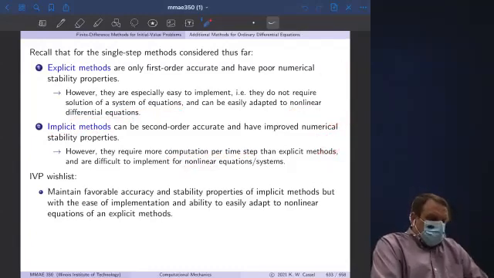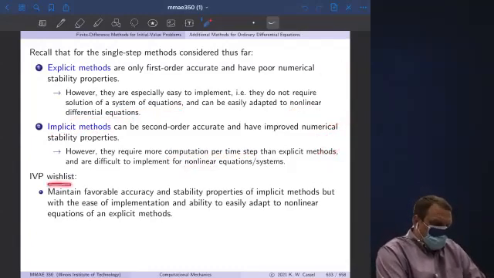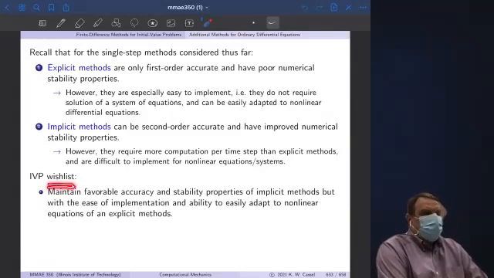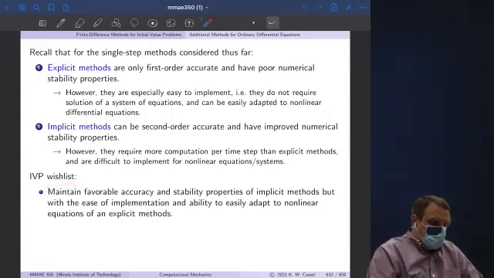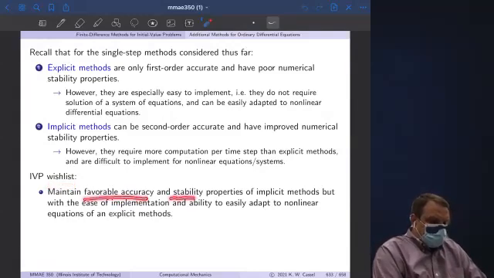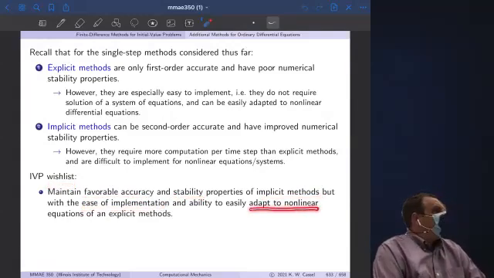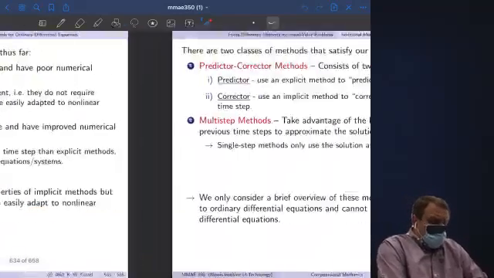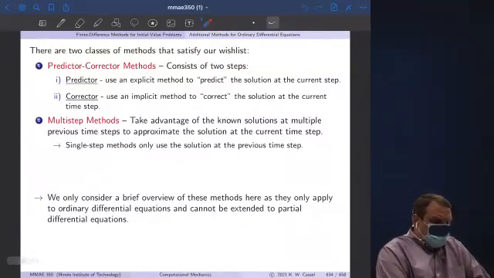And if we could be so bold as to put out a wish list and say, well, I'd like an IVP solver that has the best of both. I want to maintain the favorable accuracy and stability properties of implicit methods. That would be awesome. I'd also like to capture the ease of implementation and easy adaptability for nonlinear equations of explicit methods. So if I could combine the best of both, then we'd really be golden. And that brings us to these two approaches to doing just that.